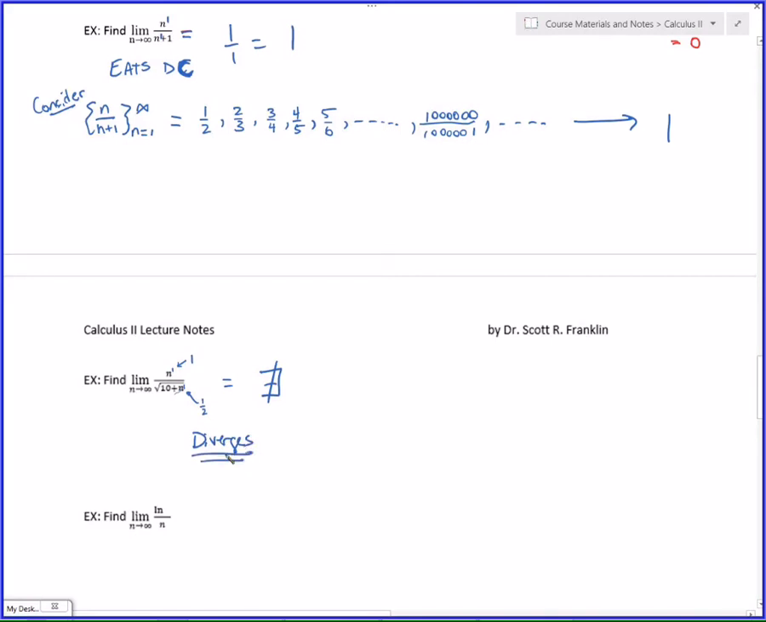So if you were doing this for the online homework assignment, I think it tells you to type in diverges. Oh, it'll tell you what to say if it does not exist.